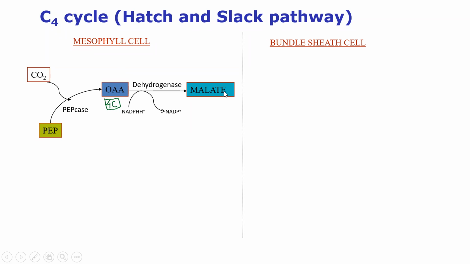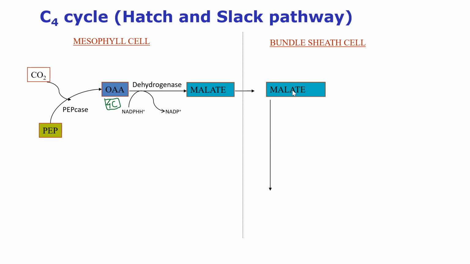Now what happens? This malate is transported to the bundle sheath cell. Now let's be very clear. There are only a few compounds that can cross from the mesophyll to the bundle sheath cell. Malate is one of them. Pyruvate is another, right? And aspartate is another one. There are three compounds that can cross from the mesophyll to the bundle sheath cell, and malate is one of them. So we will discuss all those compounds.